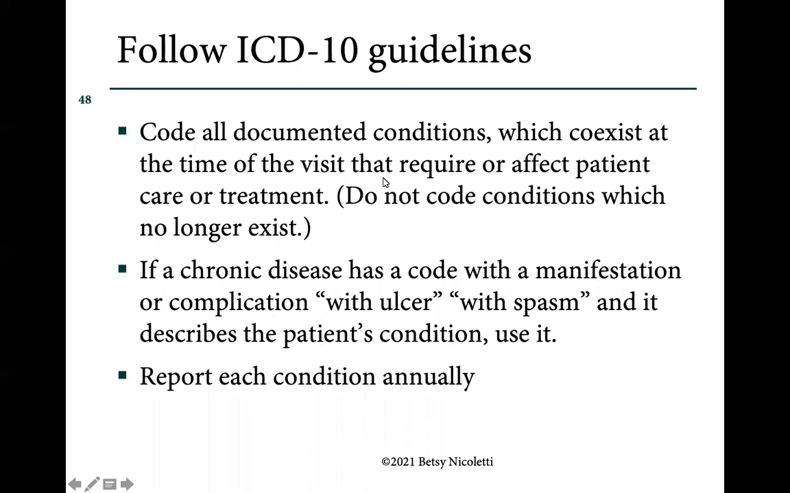And absolutely, for the CVA patient, we would use history of CVA, and that's an example we'll look at next week, and is why the guidelines say don't code conditions which no longer exist. So the patient isn't having a CVA today. If they have a hemiparesis or another type of long-term after effect, we continue to use that. But if they don't, then we use the history of.